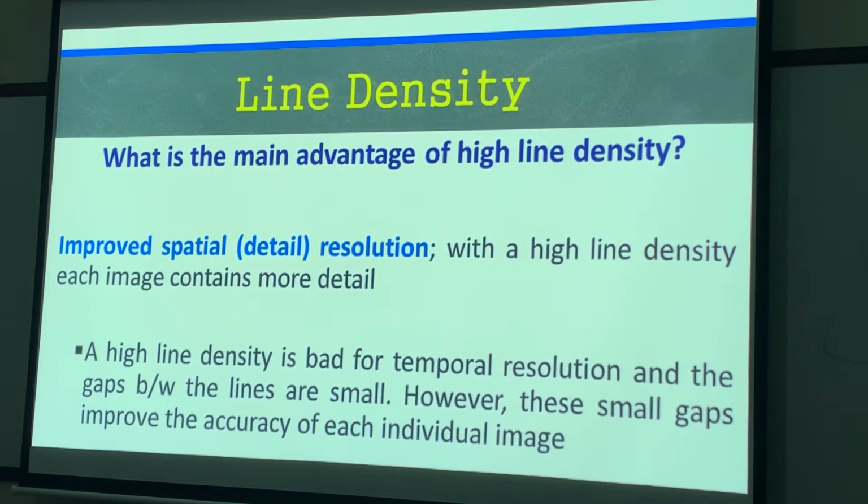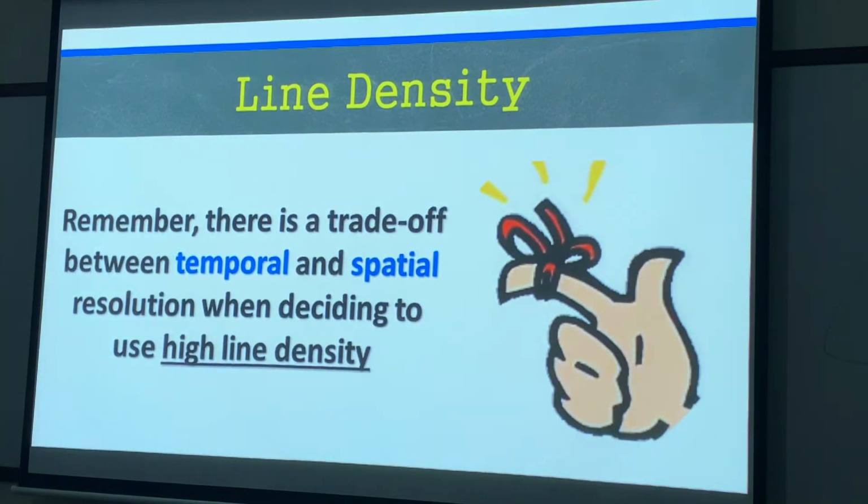If I have more scan lines, as simple as that, it's taking longer to create that one image. Frame rate is going to decrease. T-frame is going to increase, because now it's taking a longer time for that one image. Remember, there's a trade-off between temporal and spatial resolution when deciding to use high line density.